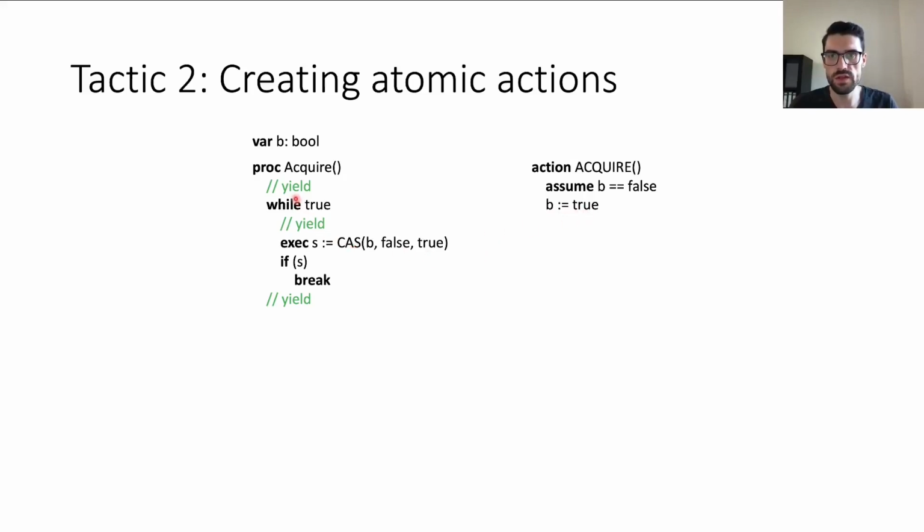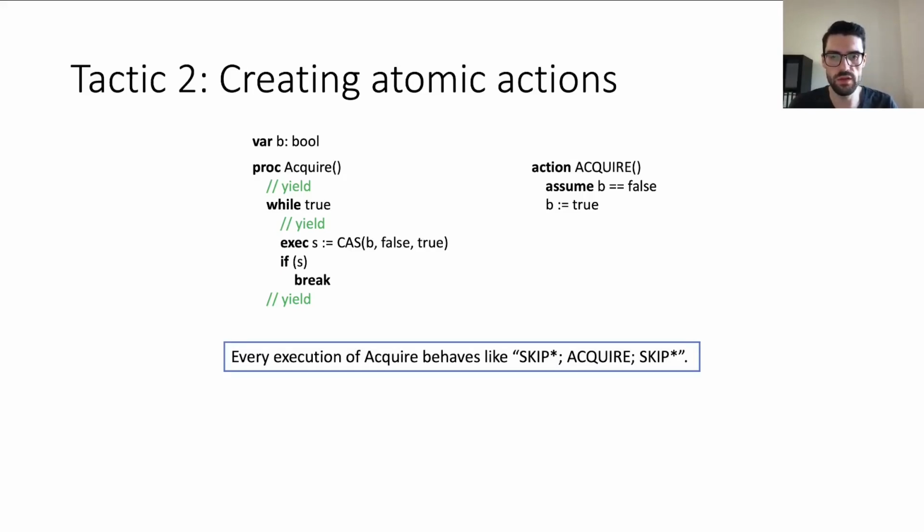Now the issue here is that the acquire procedure can be interrupted at many points to yield to other concurrent threads. And the justification to say that this acquire procedure can actually be summarized to the atomic action is that Civl shows that all of the executions of this acquire procedure actually behave like skip star, acquire, skip star, where skip is just an atomic action that does not modify the state at all. So it's basically a stuttering step.